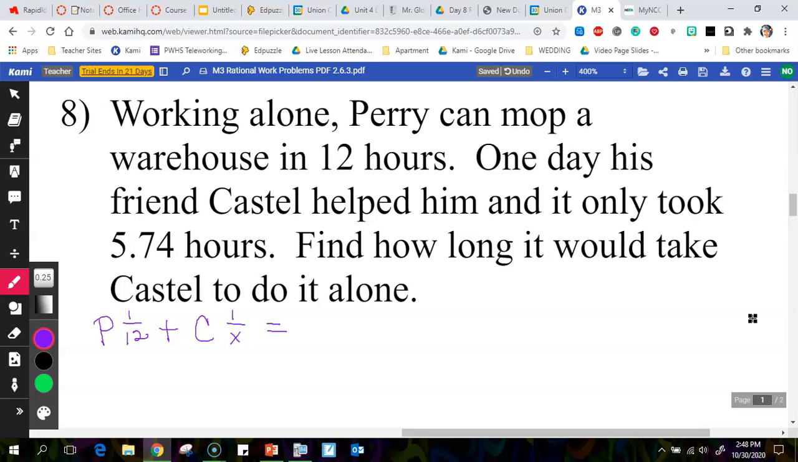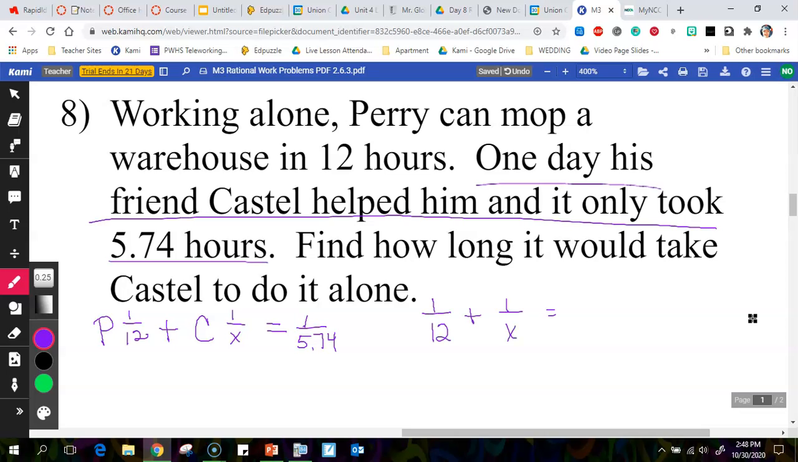Together, it says one day his friend Castell helped him and it took them 5.74 hours. And this is together. Just looking to see if we had already done one that had those numbers, but we didn't. Okay, so 1/12 plus 1 over x equals 1 over 5.74. What is the LCD? The LCD is 12 times 5.74 times x.